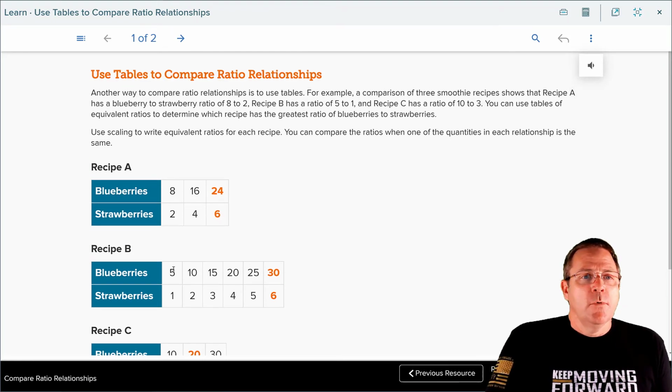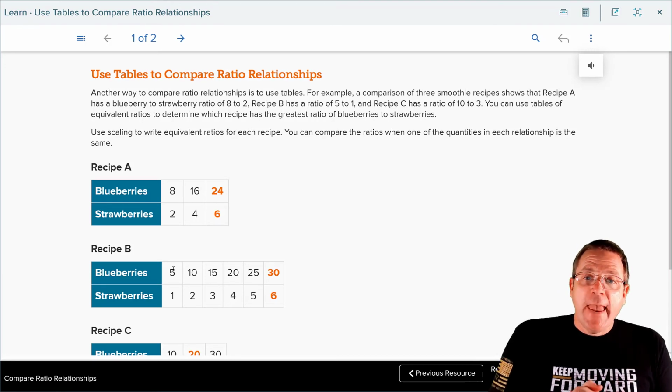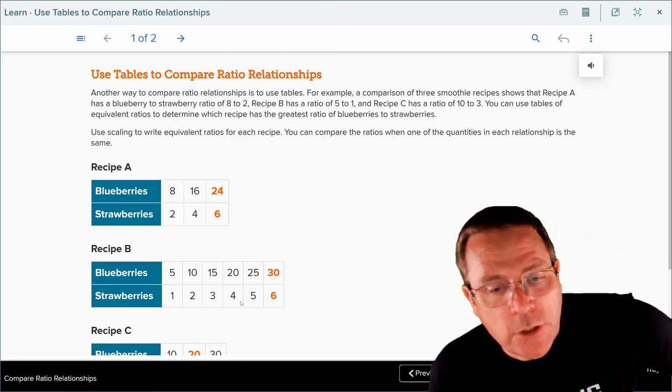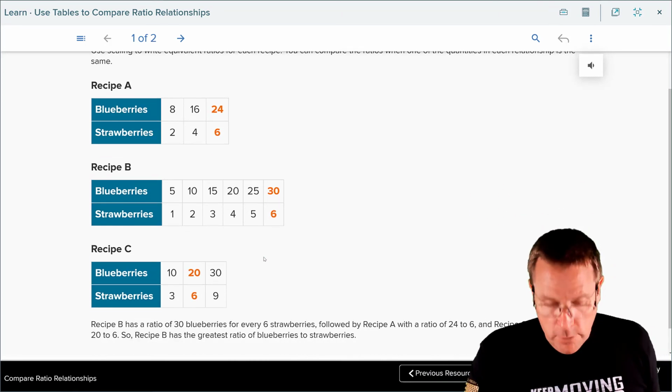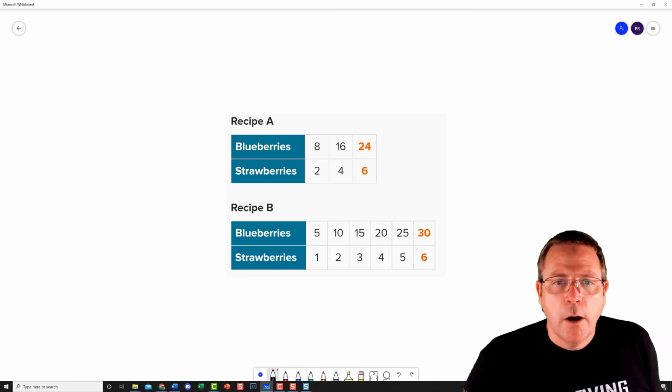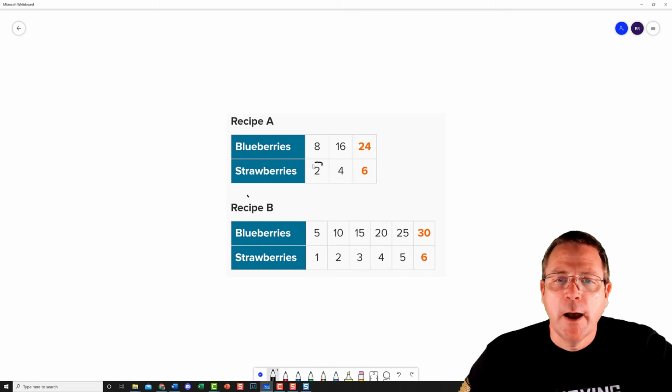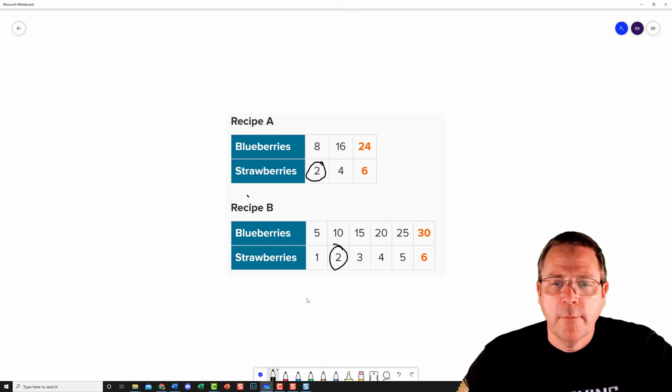You can use tables of equivalent ratios to determine which recipe has the greatest ratio of blueberries to strawberries. Use scaling to write equivalent ratios for each recipe. You can compare the ratios when one of the quantities in each of the relationships is the same. So let's take just A, for example, and let me get a screenshot. A, for example, shows that right here recipe A and recipe B have some common points. For example, I have 2 and 2 for strawberries on recipe A and B.